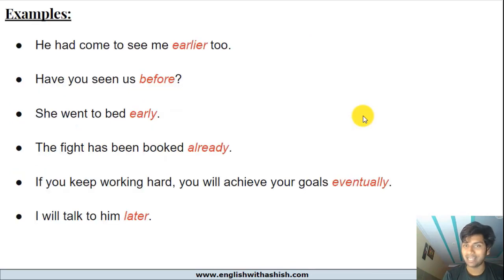Let's take some examples and understand these. Number one: he had come to see me earlier too. Come to see me when? Earlier. So you'll use this word earlier to refer to a past time when the same action is happening in the present as well. So somebody has come to see you in the present, and if the same action happened in the past as well and you want to point that out, you'll use earlier. He'd come to see me earlier too.